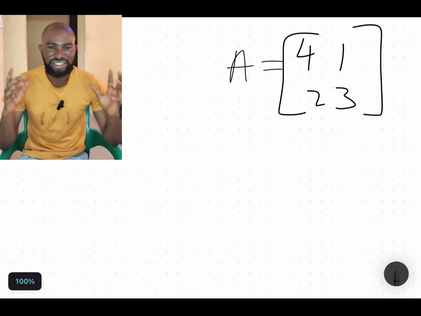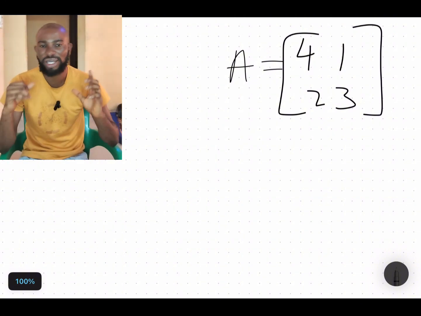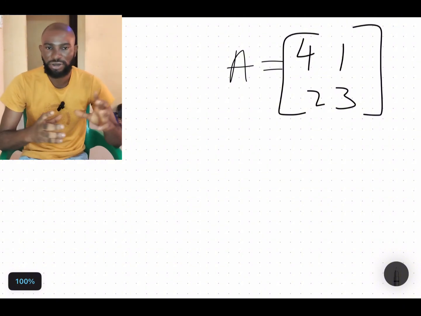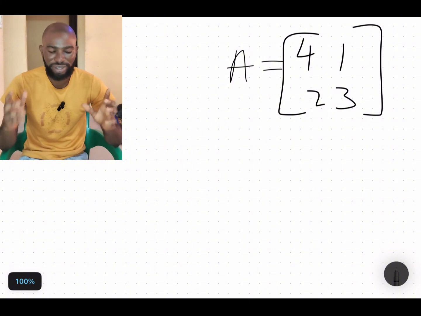How do you find the eigenvalues? We'll find the eigenvalues in this particular video, and in the next video, we'll find the eigenvectors. So how do you find the eigenvalue for this? You have to know the formula that connects your matrix, your eigenvalue, and your A, which is the matrix given to you.